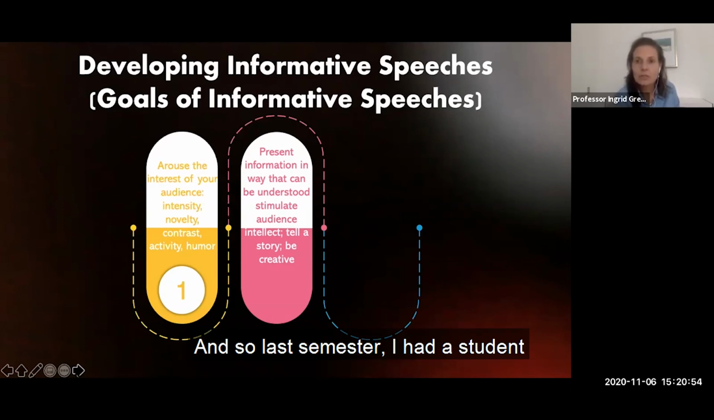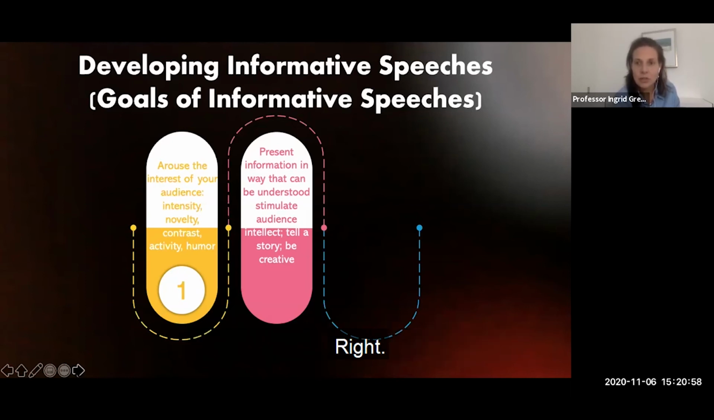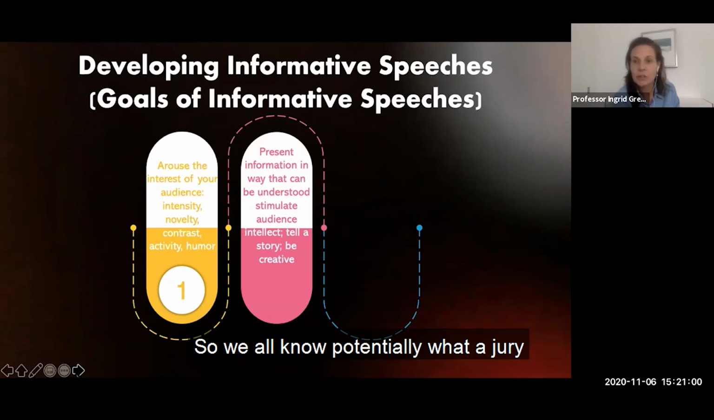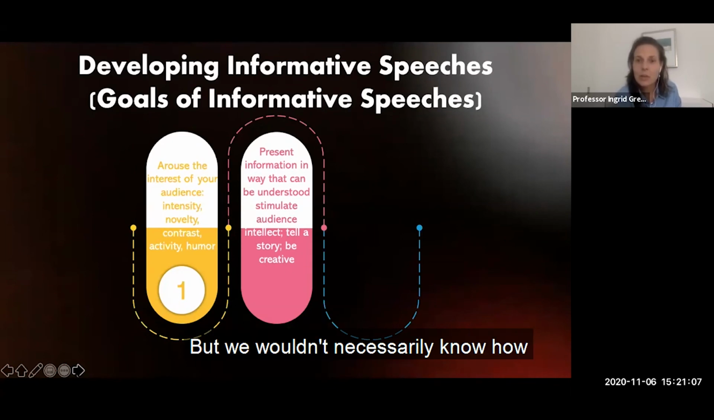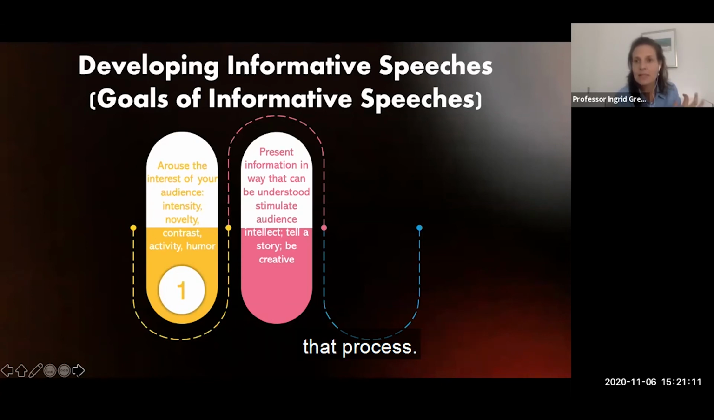And so last semester, I had a student talk about how juries are chosen, right? So we all know potentially what a jury is and what a judge is, and the defense, and what an attorney is, but we wouldn't necessarily know how the juries are chosen. And so she took us through that process, and that really was a unique process, and it really challenged our initial set of knowledge.